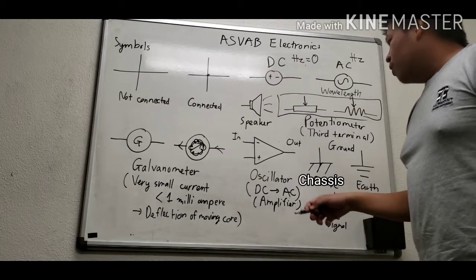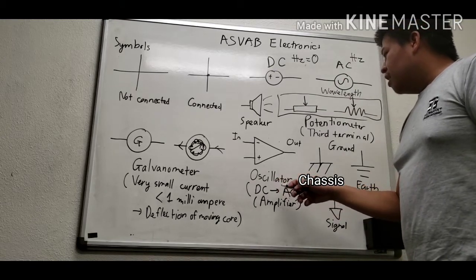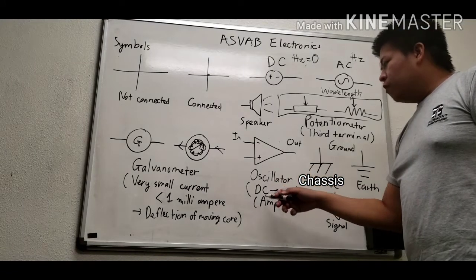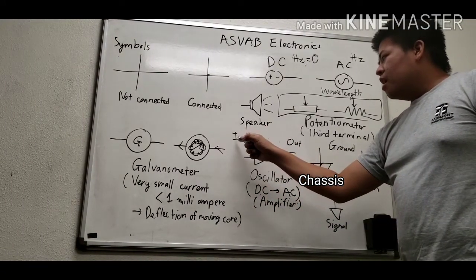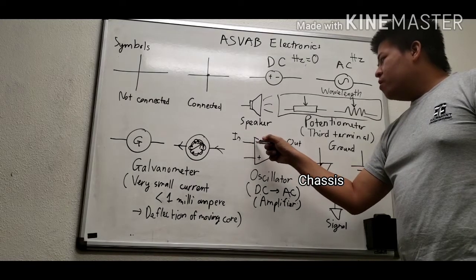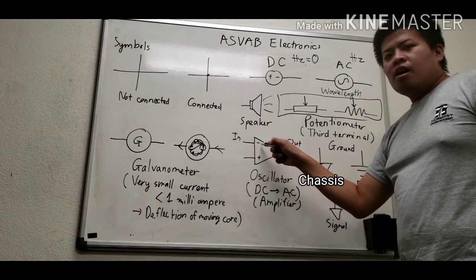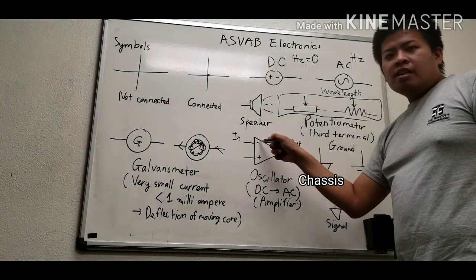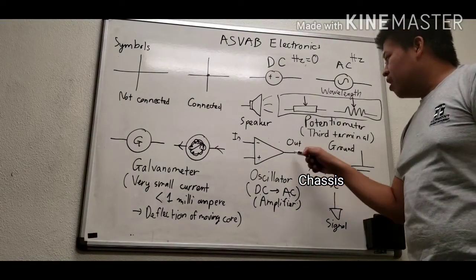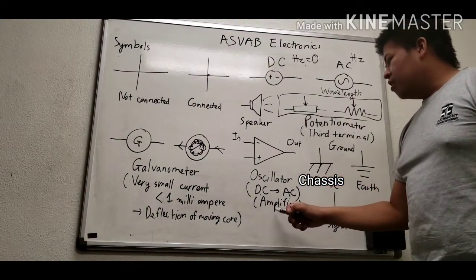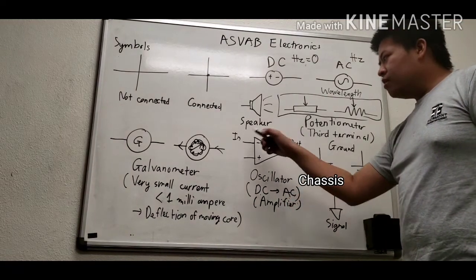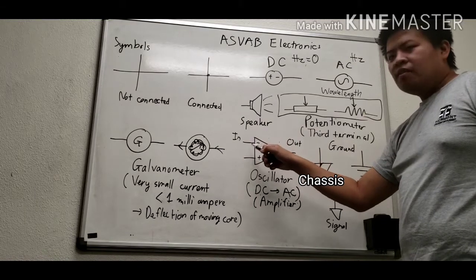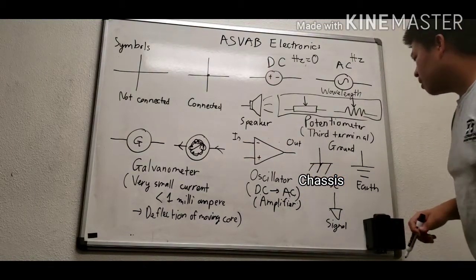The next one we have is the oscillator. The oscillator transforms from DC to AC. You can see that in the input we use the DC, from positive and negative, and the AC output only one. Another name for the oscillator is the amplifier. This means they transform from DC to AC.